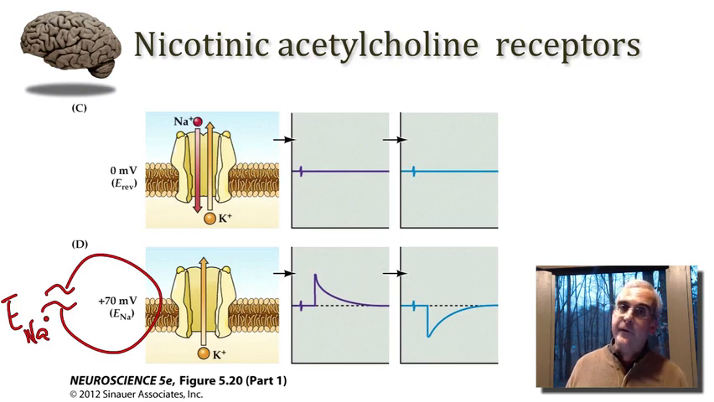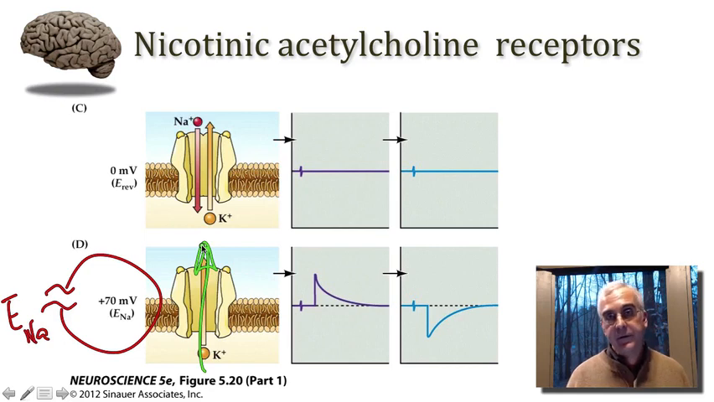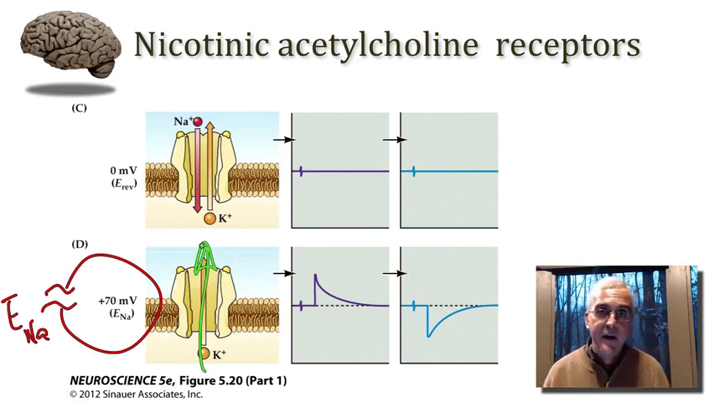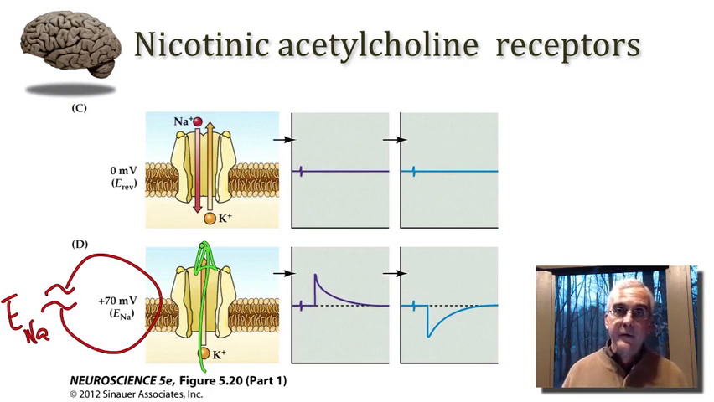However, we are far from the Nernst equilibrium potential for potassium, so there's a huge driving force for potassium. That's going to allow potassium to rush out of the cell. It's diffusing down its concentration gradient, but it's also being repelled by the positivity that we have imposed upon the inside of this muscle fiber.